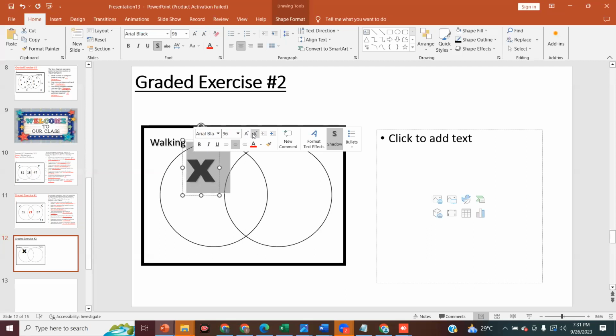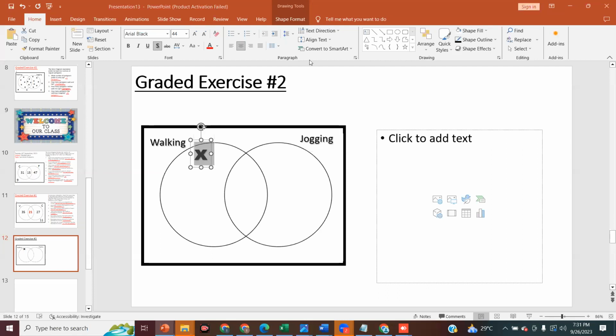Oh boy, let's make this smaller. So let's say we have walking and jogging. So those are different exercise routines, you know, some that some persons follow.